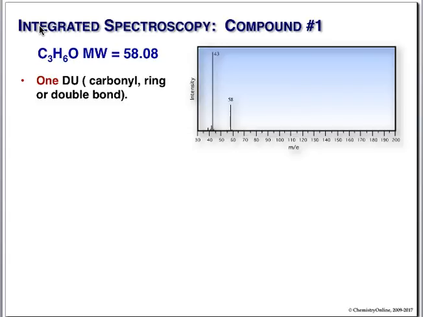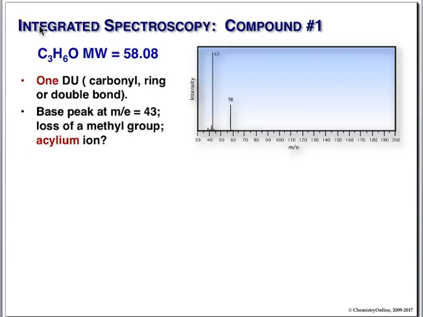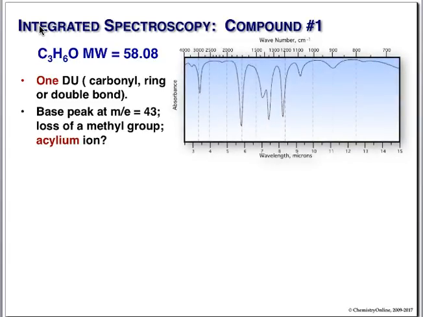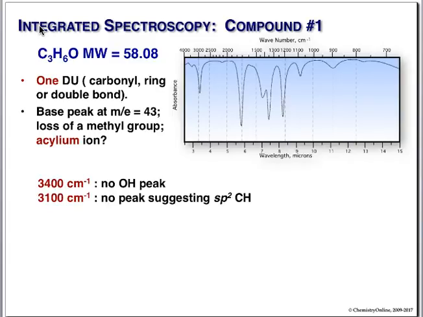Now, whenever you see 43, you obviously think an acylium ion or isopropyl. So that's about all we can say here. Could be an isopropyl, could be an acylium. Looking at the IR, the IR is very classic. Starting down here, 3400, we have nothing to suggest an OH. We really have nothing here for sp squared CH. Got a nice sp cubed CH.